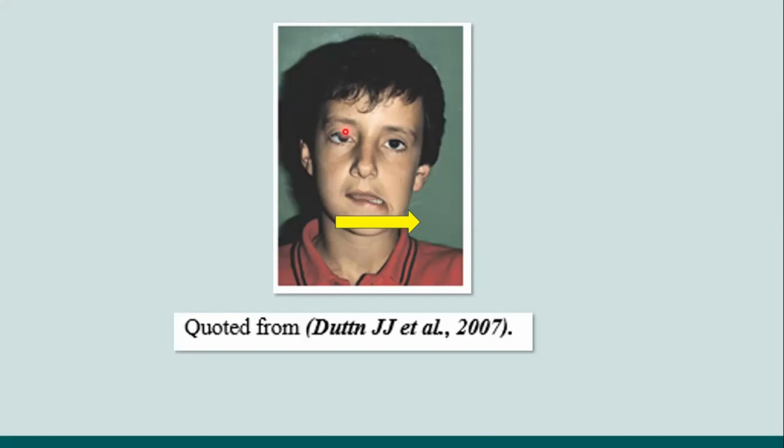If we imagine this child has a Marcus Gunn on the right side, the synkinesis is between the levator here and the pterygoid muscle here. So the ipsilateral pterygoid, when it acts, moves the jaw to the midline, to the opposite side. This jaw movement to the left is created by the right pterygoid muscle, or more specifically the right lateral pterygoid muscle, because we have lateral and medial pterygoid muscles.